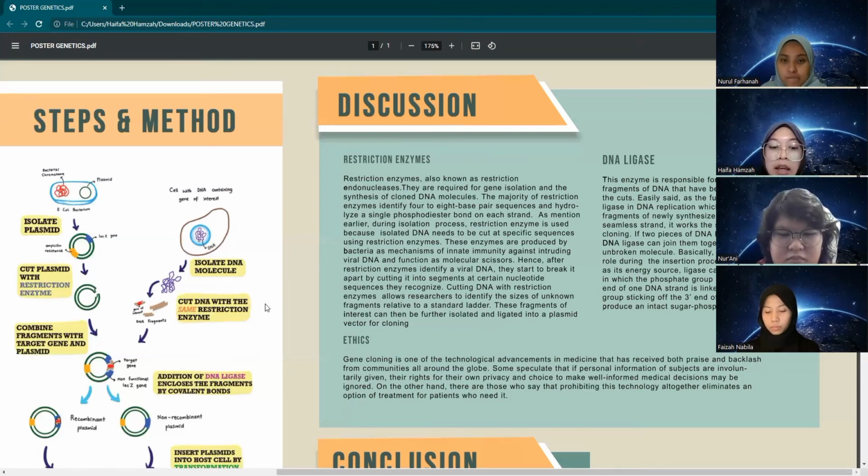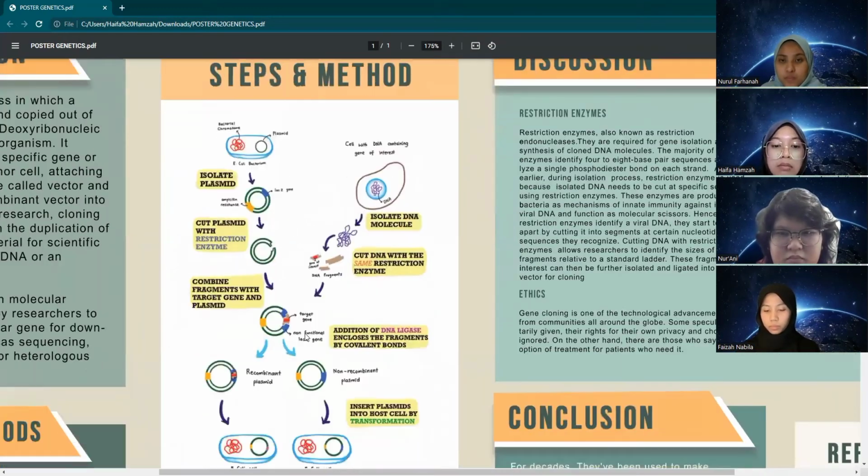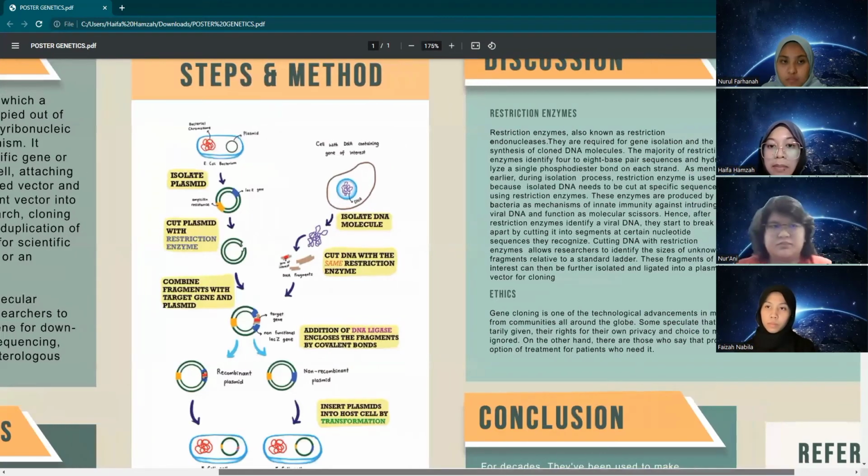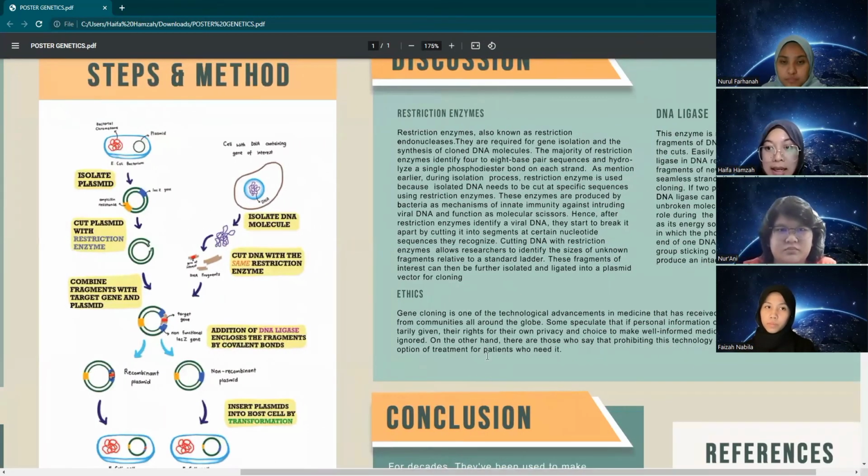If you can see from this diagram, as I said before, the restriction enzyme works as molecular scissors, and then the DNA ligase will glue the fragments, so you can easily see it as a molecular glue. So I think that is all from me for the explanation about the restriction enzyme and DNA ligase.